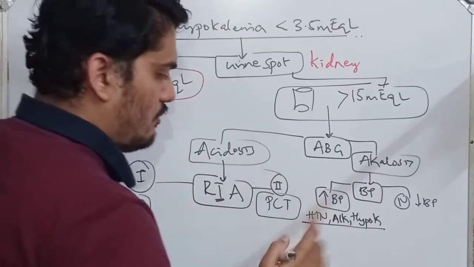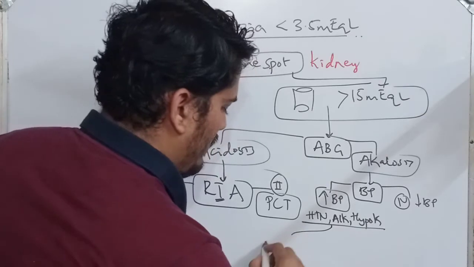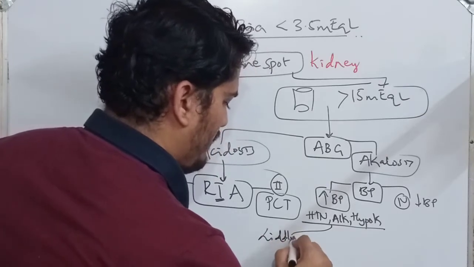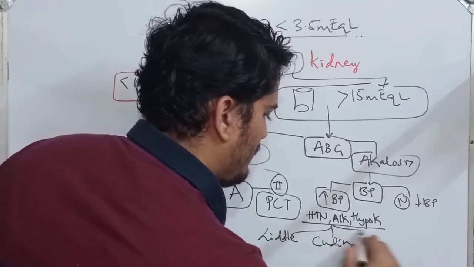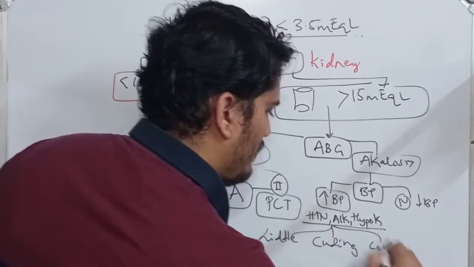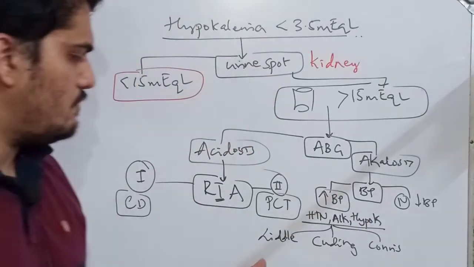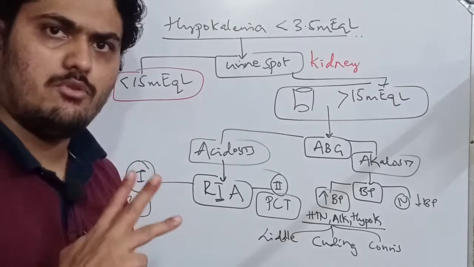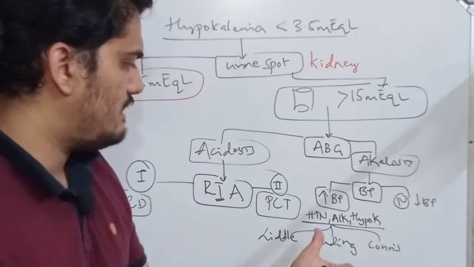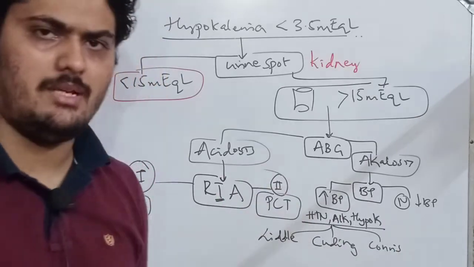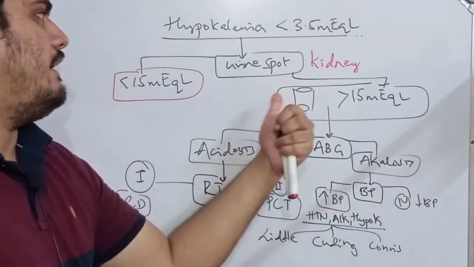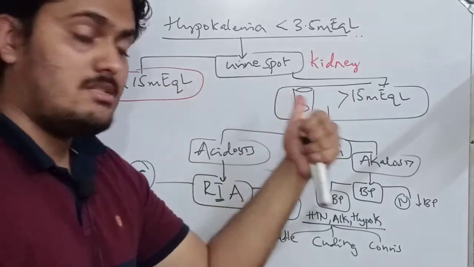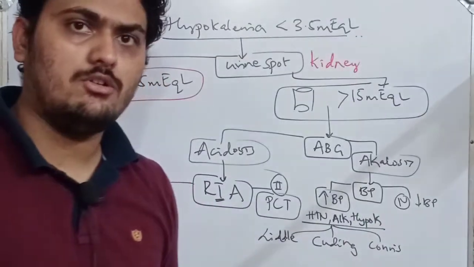There are three important differential diagnoses here. One is Liddle syndrome. Next one is Cushing's syndrome. Next one is Conn's syndrome. So these are the three important syndromes which come with three important triad of clinical features, that is hypertension, alkalosis, and hypokalemia. What if the patient is having alkalosis, hypokalemia, and normal blood pressure?